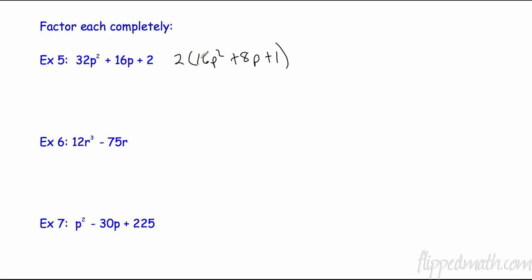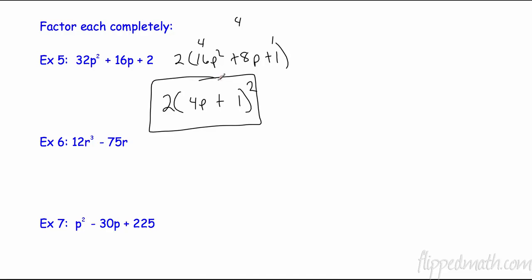Now let's take a look. The square root of 16 is 4, square root of 1 is 1, 4 times 1 is 4, and double it, and we get 8. So we have our situation here. So I have 4p at the front, 1 at the back. I know I'm multiplying by itself, so it's going to be squared, and it's a positive because this is plus. How much faster is that? When it works, it's a great trick.